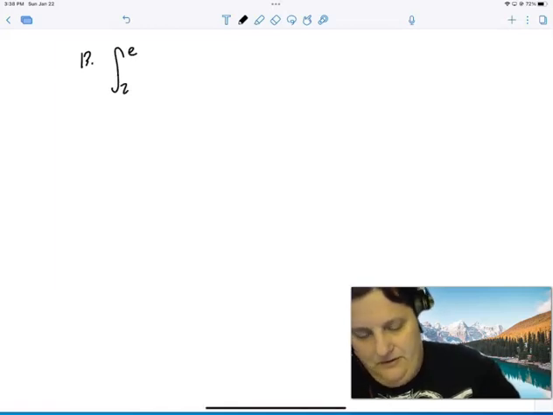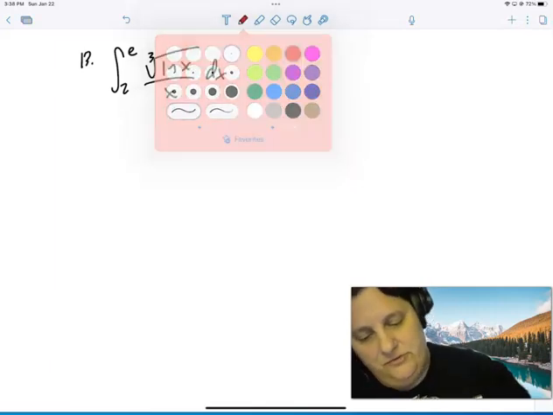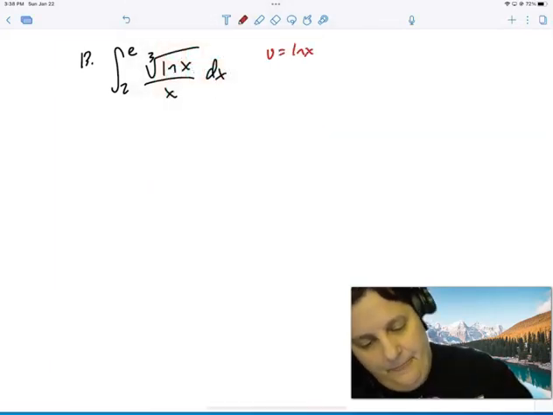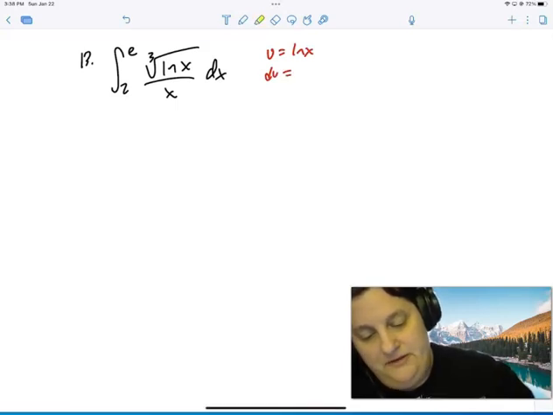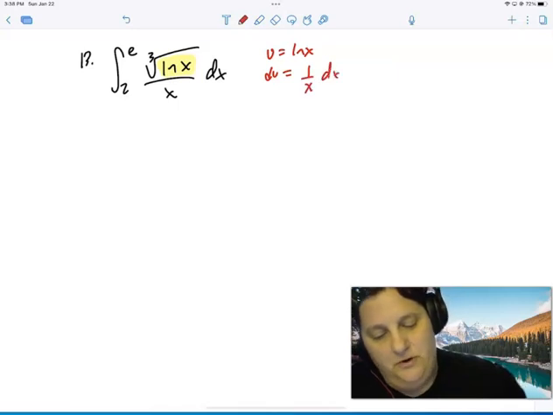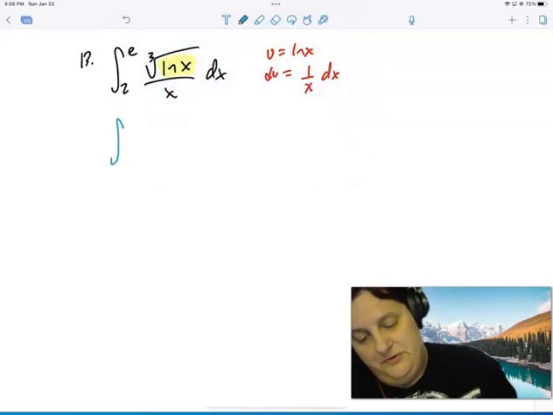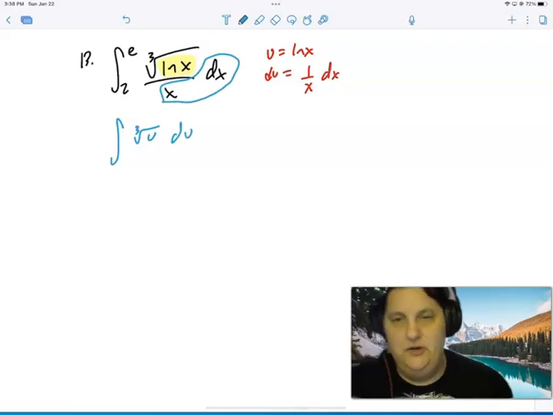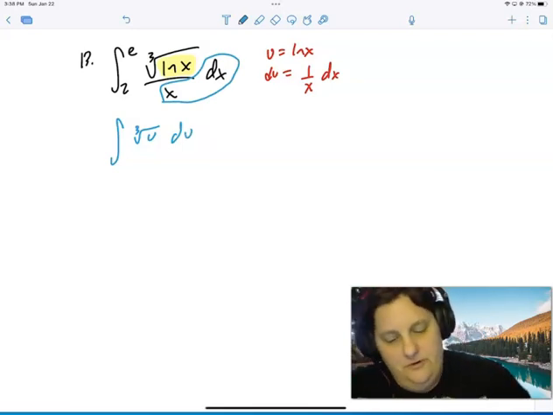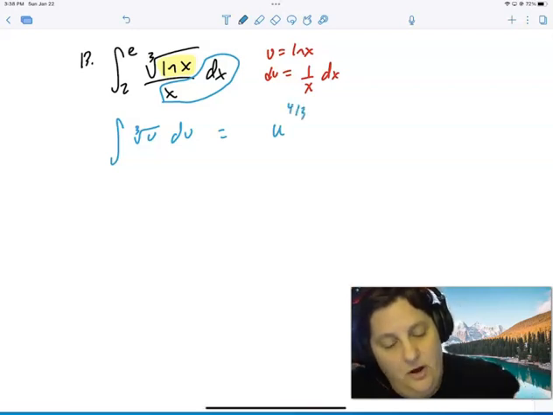2 to e cube root of ln of x over x dx, another U sub. I'm going to let u be the cube root of ln, and kind of the reason why is because the derivative of that is 1 over x dx. So it's the cube root of u, and then all of that du. Now u to the 1/3, when I integrate that, becomes u to the 4/3 over 4/3, which is times 3/4.